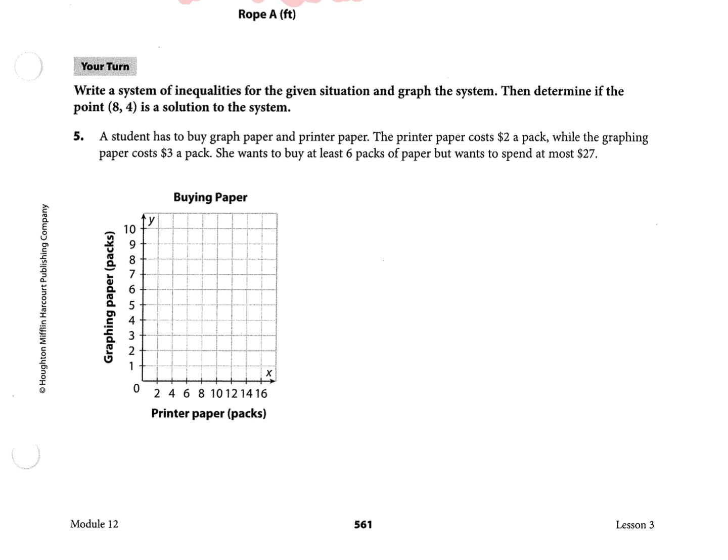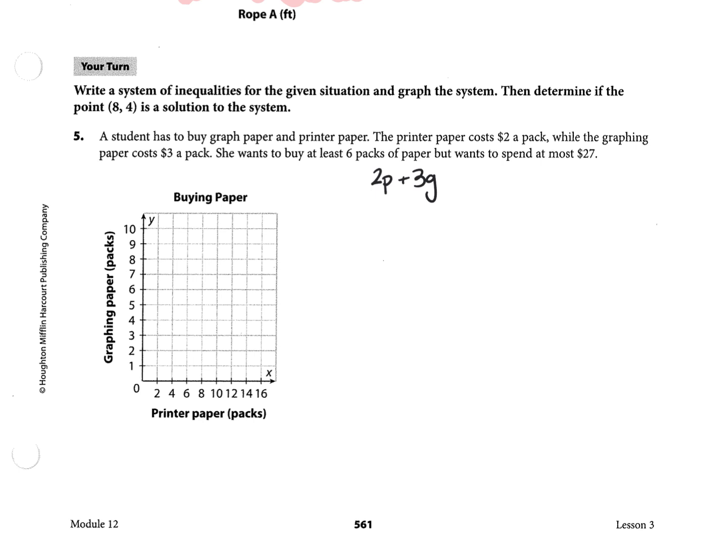Write a system of inequalities for the given situation and graph the system. Then determine if the point (8, 4) is a solution to the system. A student has to buy graph paper and printer paper. The printer paper costs $2 per pack, while the graphing paper costs $3 per pack. So we're going to do 2 for printer and 3 for graphing.